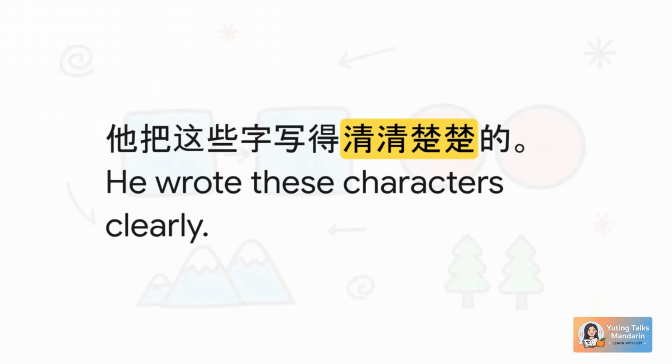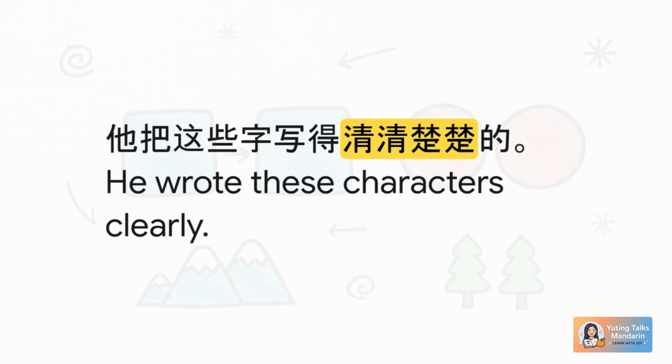You got it? Let's see how you did. The correct answer is 清清楚楚. So our full sentence becomes 他把这些字写得清清楚楚的. He wrote these characters exceptionally clearly.